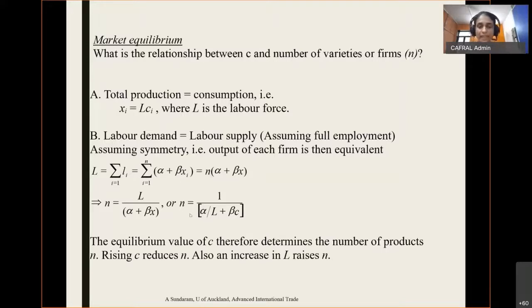What happens if L goes up? What happens if your population size or the size of the economy goes up? Then alpha over L is going to go down, which means N is going to increase. In other words, a larger economy can sustain a larger number of varieties. And this is obvious if you have traveled. If you go to large countries like the US, China, even India for that matter, you're going to see a much wider variety of products. So more varieties are sustained in equilibrium.